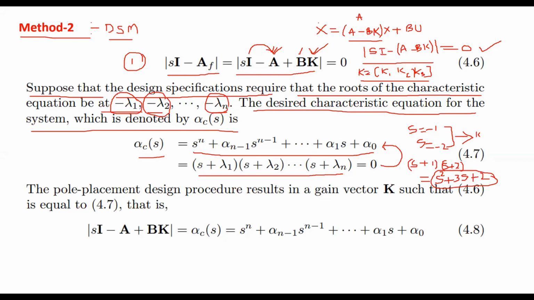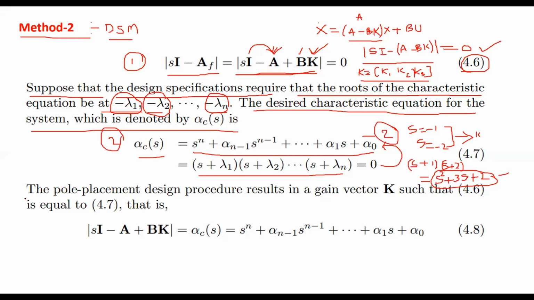So what is the first step? The first step is we have to form one characteristic polynomial with respect to k values. Let it be equation 1. Here he is going to represent 4.6. Just assume that it is equation 1. And from the desired closed loop poles, we have to find one more polynomial, which is called the closed loop polynomial. Let this be the next equation.